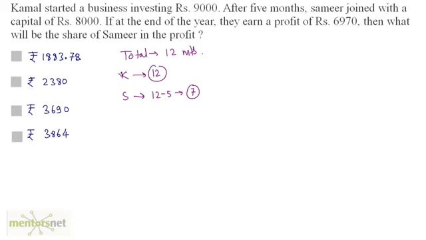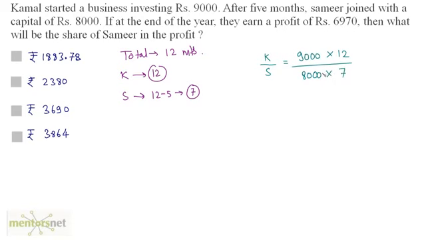So let Kamal's profit be K and Sameer's profit be S. So the ratio of their profits will be K by S. It is equal to the compounded ratio of their investments and the time period of their investments. So Kamal invested 9,000 rupees for 12 months, so 9,000 times 12, divided by Sameer invested 8,000 rupees for 7 months.